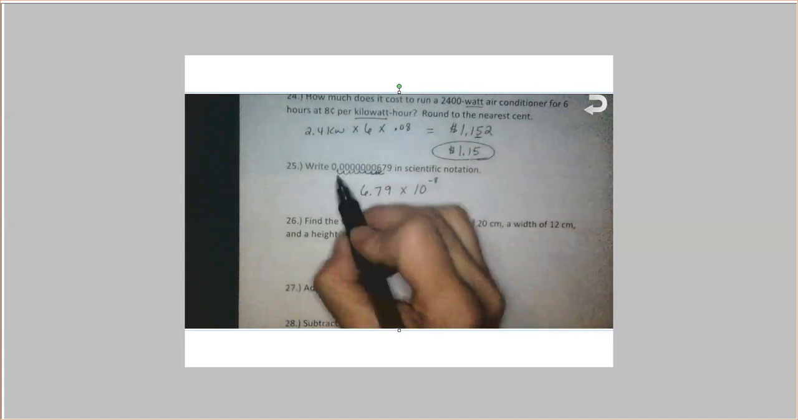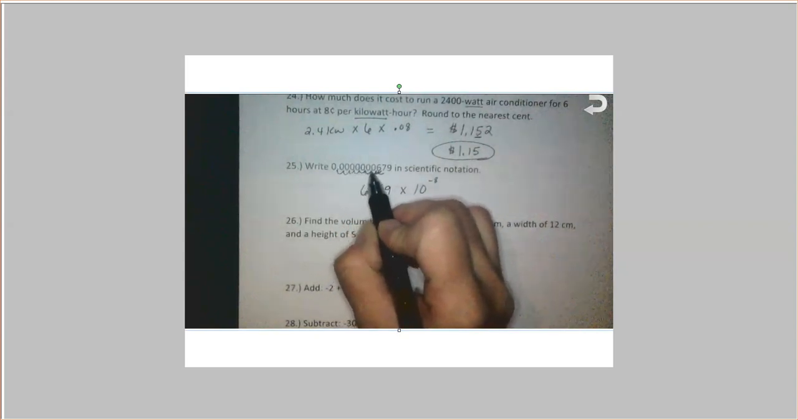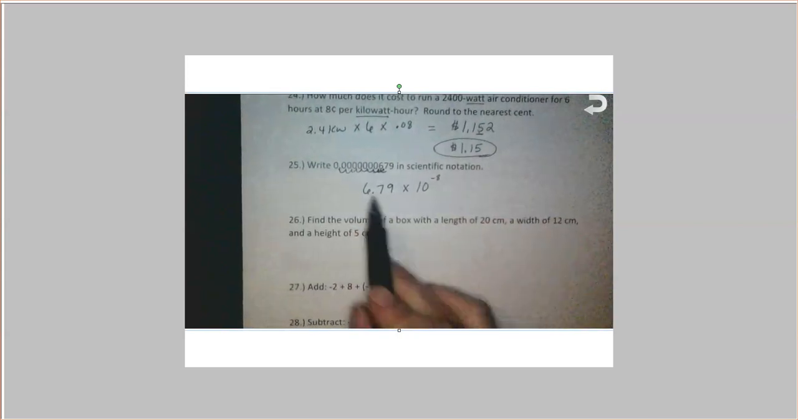And because this was a really small decimal, that's going to be a negative exponent. If this had been 679 million and we were putting it in scientific notation, that would have been a positive exponent. Let me double check one more time. So 1, 2, 3, 4, 5, 6, 7, 8 spots that was moved to create 6.79 times 10 to the negative 8 power. Your scientific notation always has some number between 1 and 10 times 10 to a power.